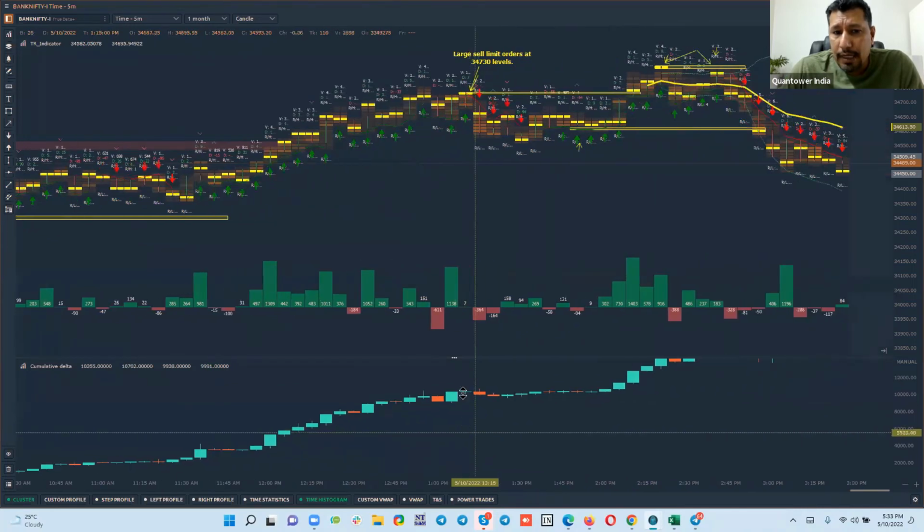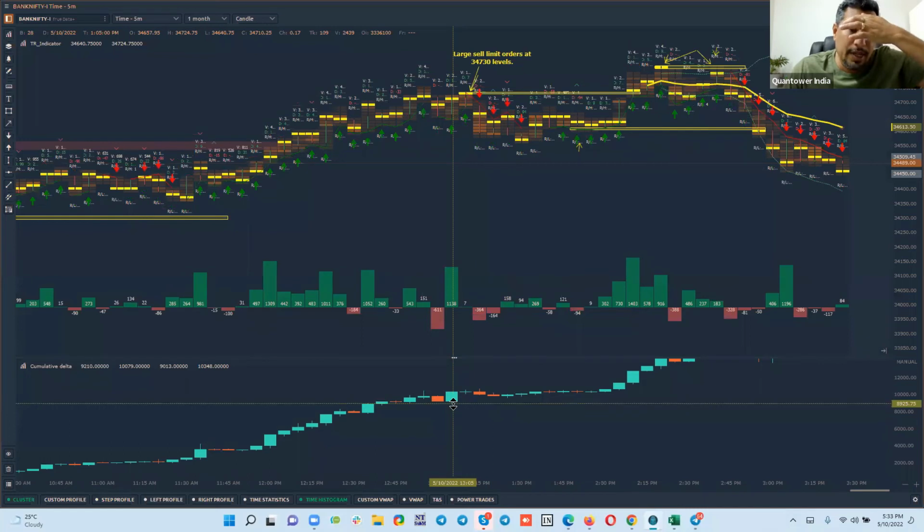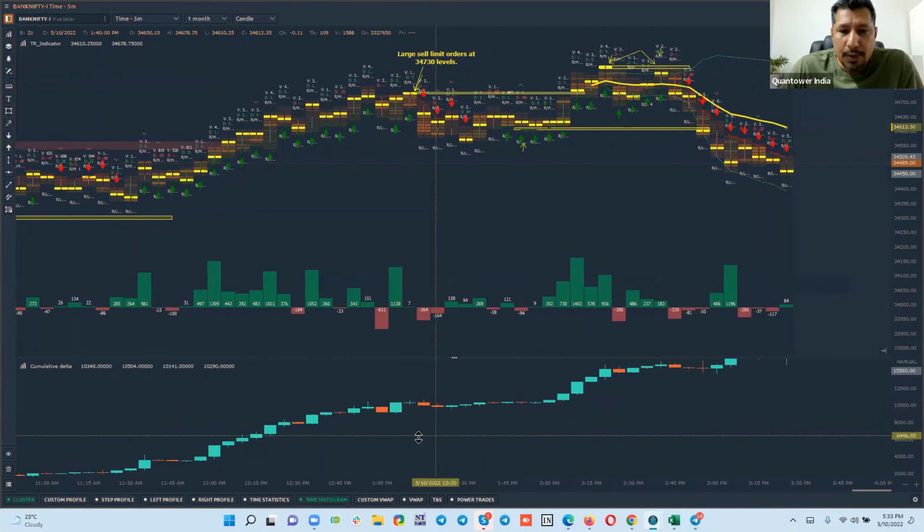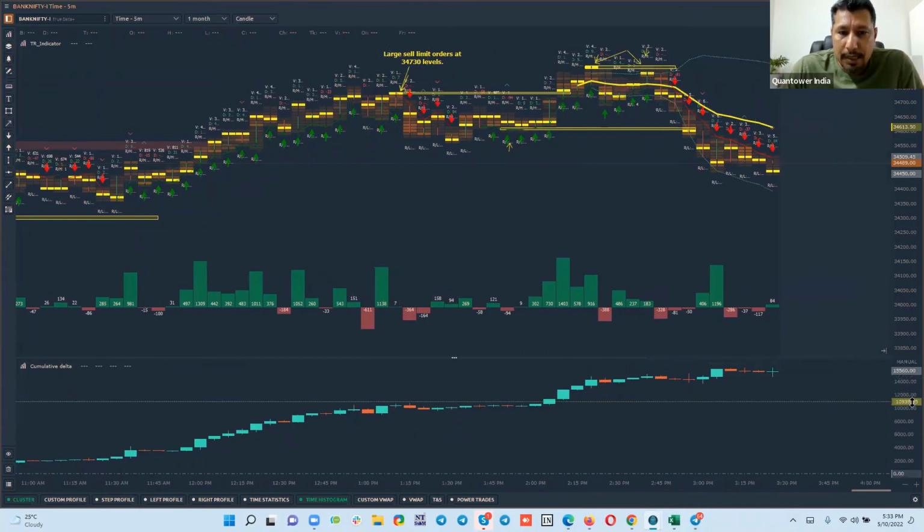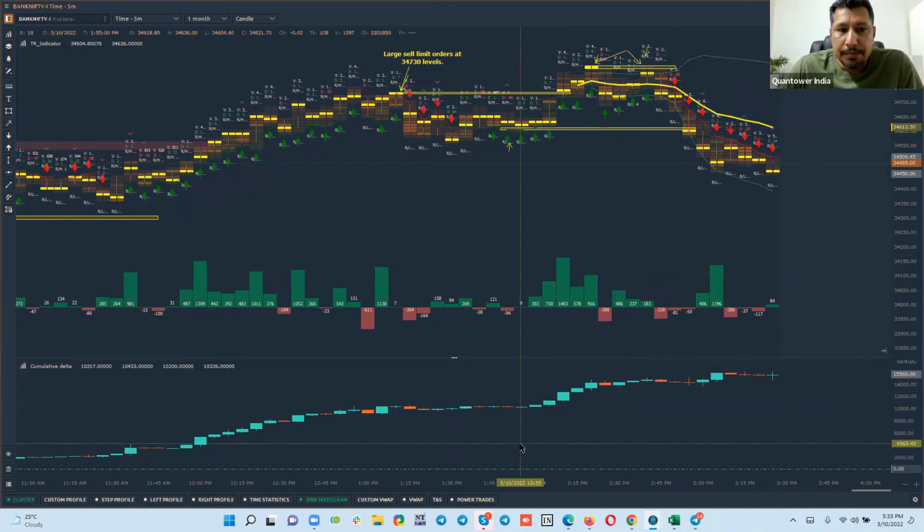So these are the levels where you should be a little cautious. And if there is a reversal happening, that's when you need to look at whether the market is changing its direction. Here, if you see, there was no reversal happening on the volume side. There was selling happening, but there was no reversal on the volume.